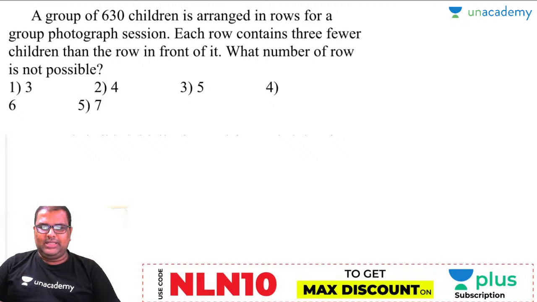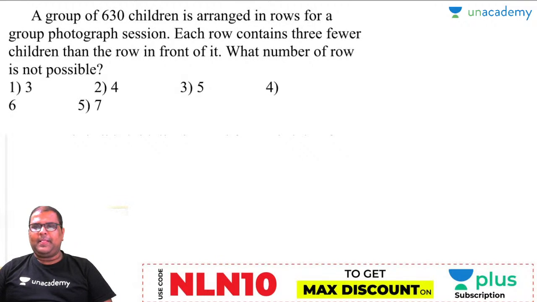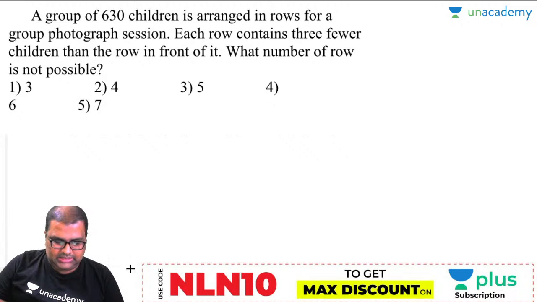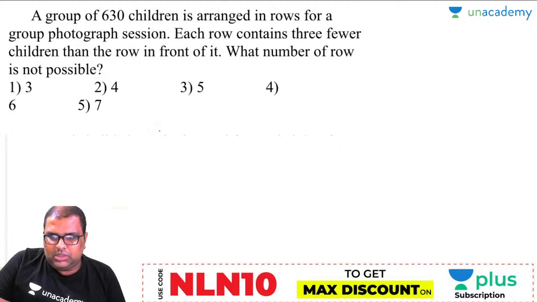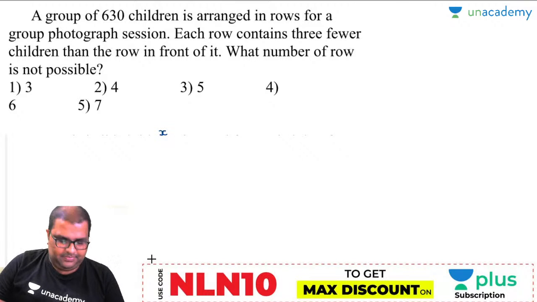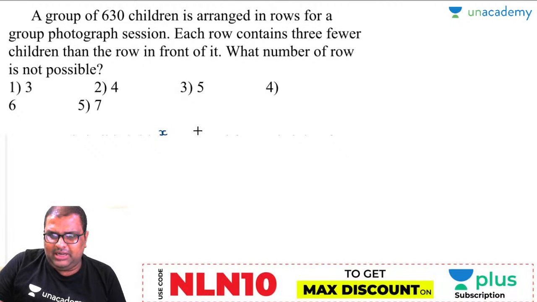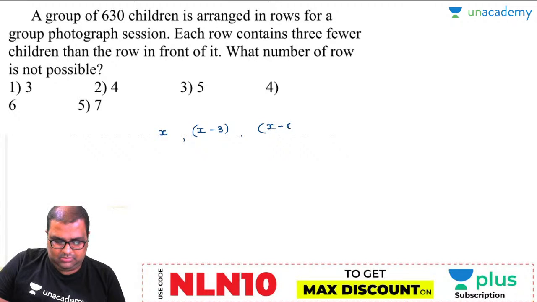Each row contains 3 fewer children than the row in front of it. What number of rows is not possible is the question asked. Now look, there are totally 630 students. If in this row there are x students, how many will be in the front row? 3 students fewer than the previous one, and the next row again 3 fewer, x minus 6, and the next will be x minus 9.